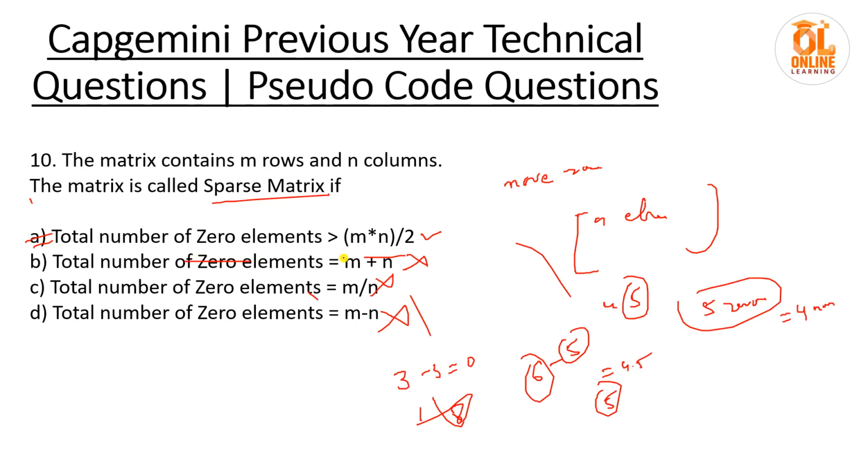The matrix is termed a sparse matrix if you multiply the row count into the column count, divide by 2, and the number of zero elements is greater than that result, then we term that matrix a sparse matrix. So that's it for this video.